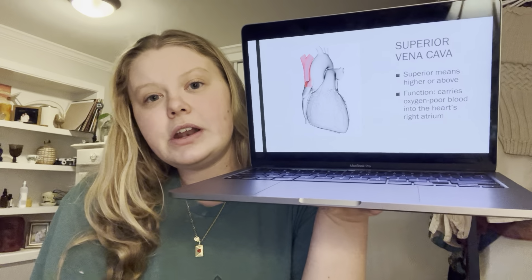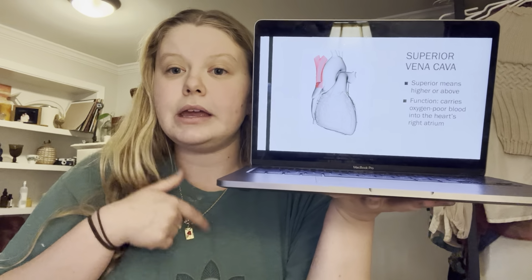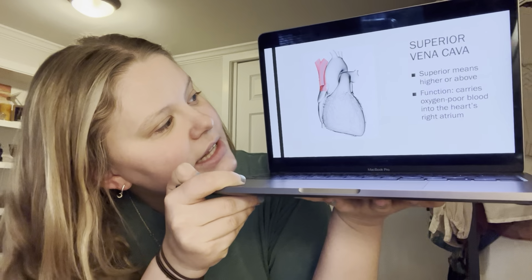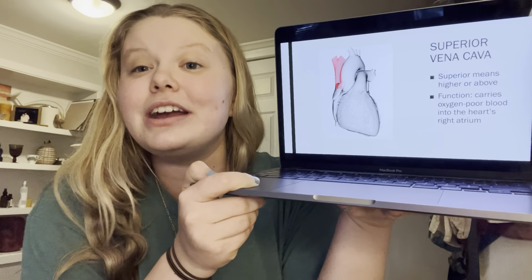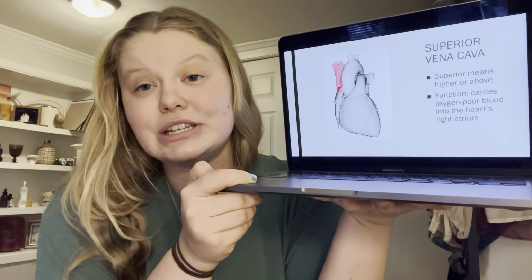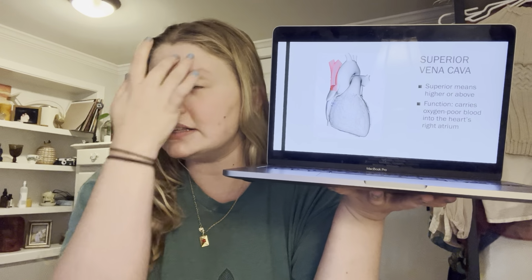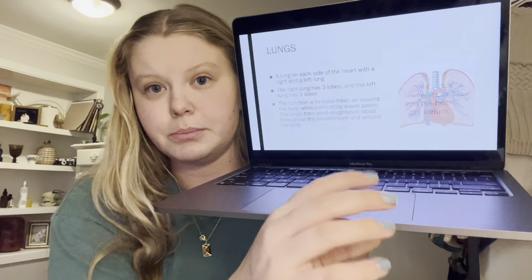The superior vena cava, superior means up or above, so this is going to be more towards the top of the heart, and the superior vena cava's function is it carries oxygen-poor blood into the right atrium. So this is kind of where this whole process begins of deoxygenated blood to oxygenated blood.